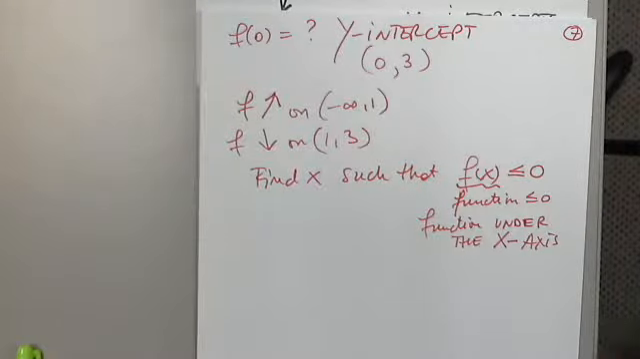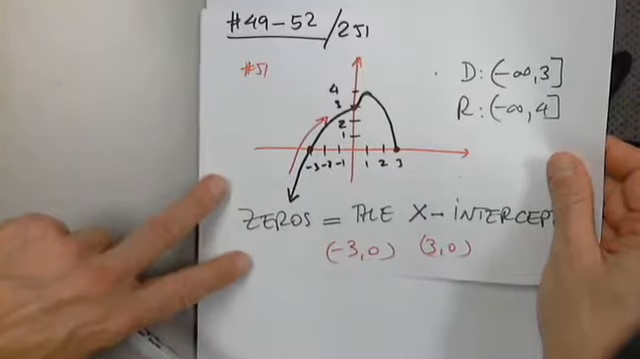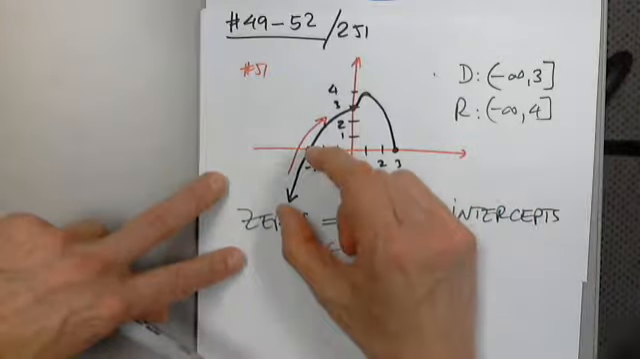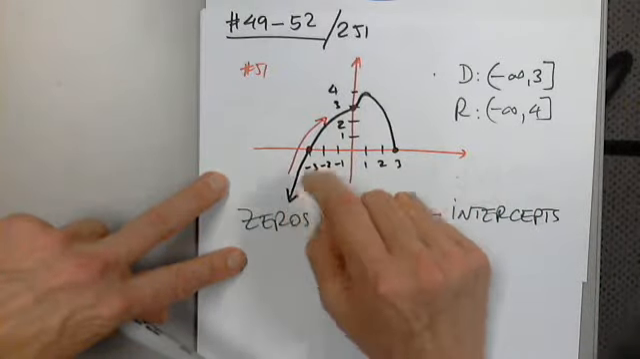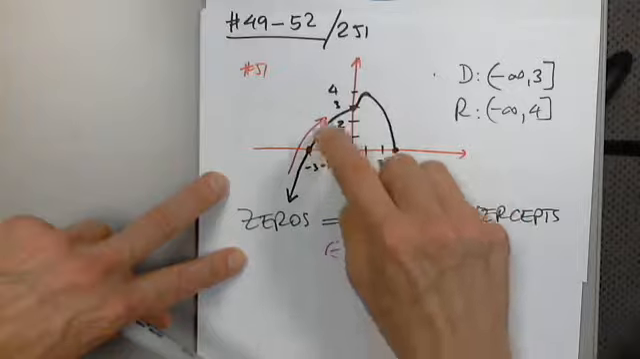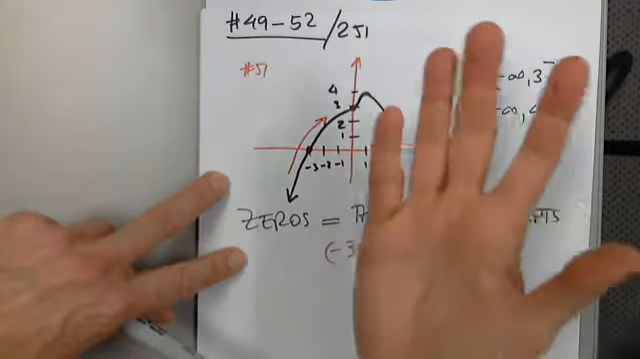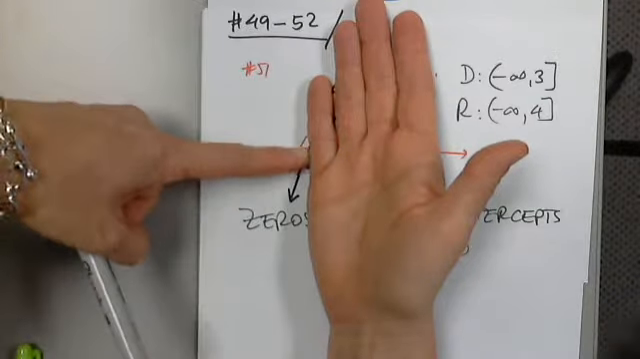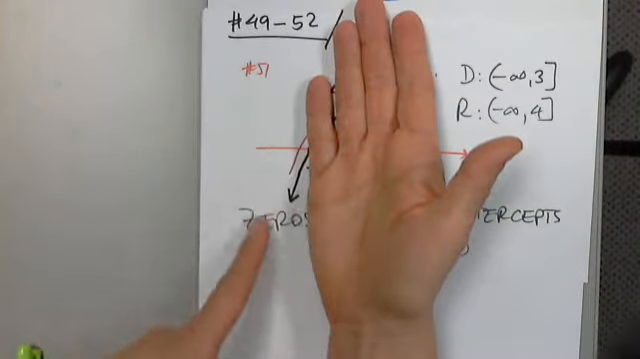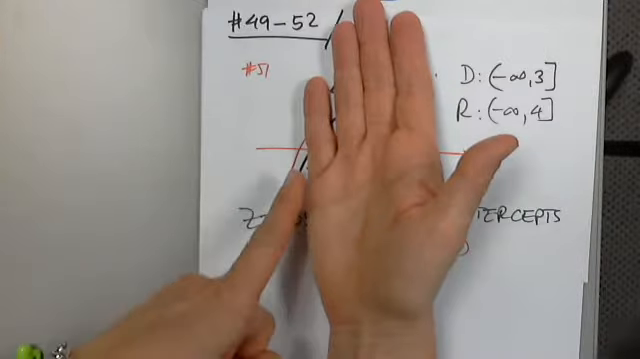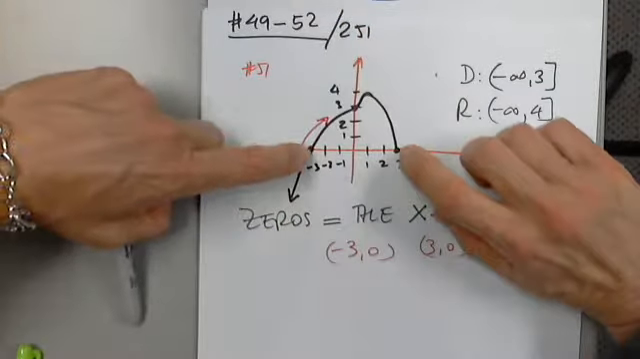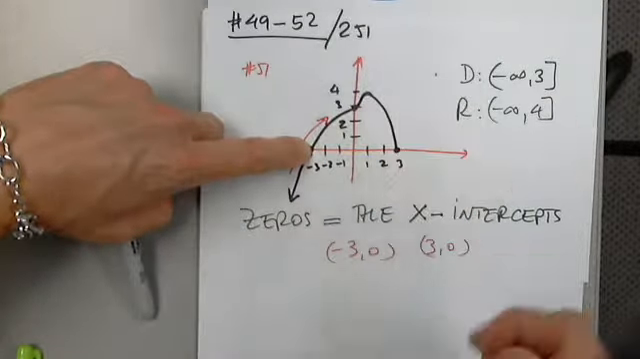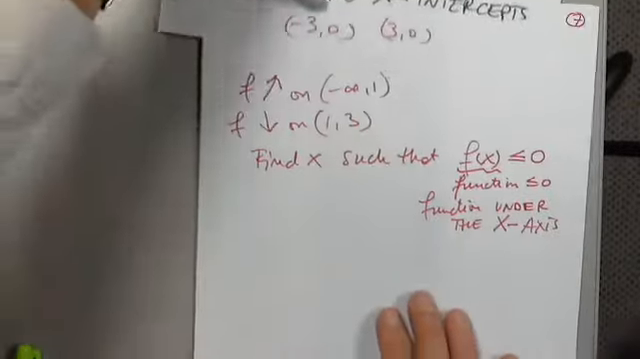Okay, so here it is. Look at this function and say, oh, this piece is under the x-axis. This other piece is above the x-axis. So in other words, if I pick an x value between negative infinity and negative 3, the function values will be what type of numbers? Negative. But if I pick a number between negative 3 and 3, the function values will be positive. That's all we're asked to determine.